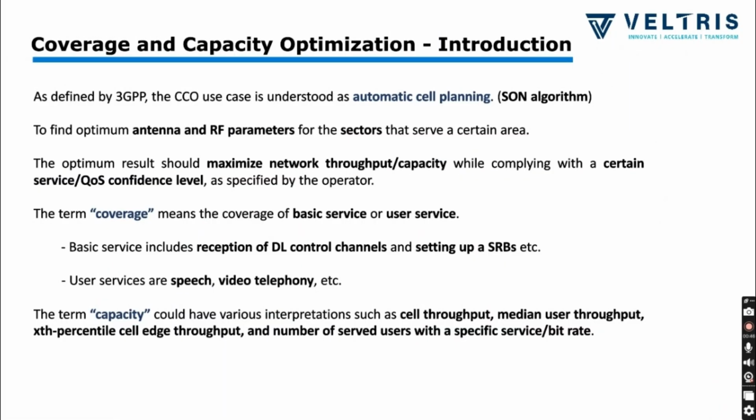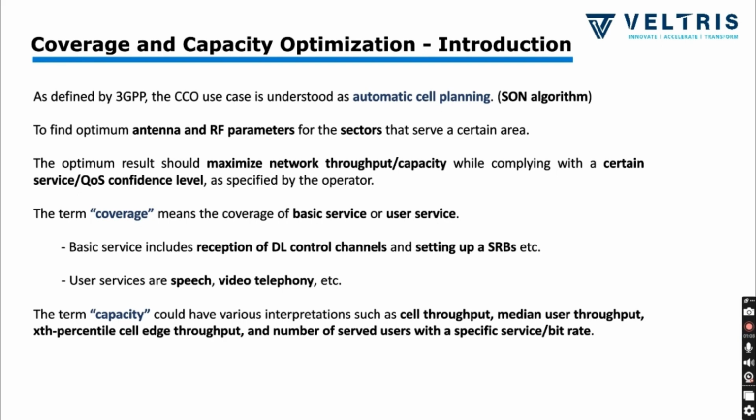The term CCO, that is coverage and capacity optimization, is very generic and covers a broad range of use cases. Many of the SON use cases defined by 3GPP are somehow related to CCO's efforts, such as cell outage compensation, mobility load balancing, and interaction between home and micro eNodeB.